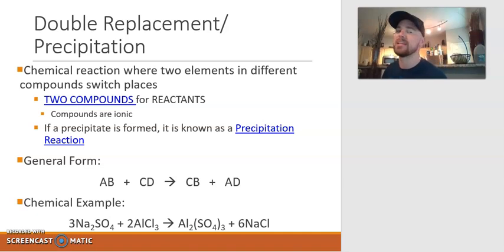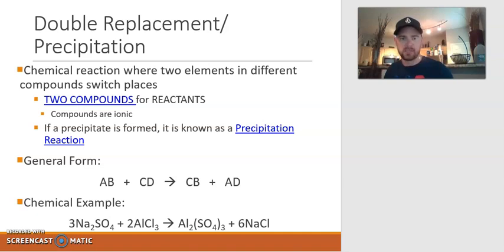If a precipitate is formed, and remember, a precipitate means solid, then it's going to be known specifically as a precipitation reaction. Now, how do you know if a solid is formed or not? We'll get to that. But let's first talk about the general form of a double replacement reaction.